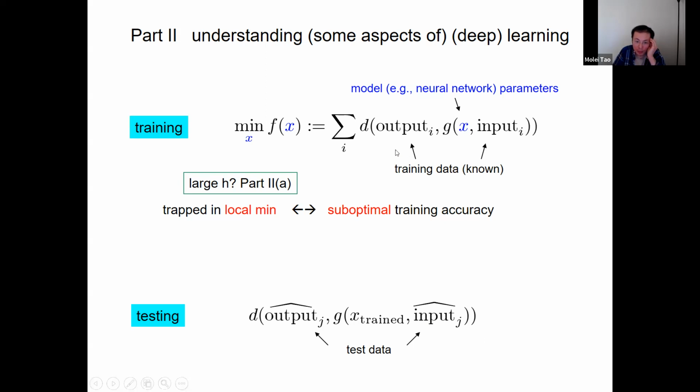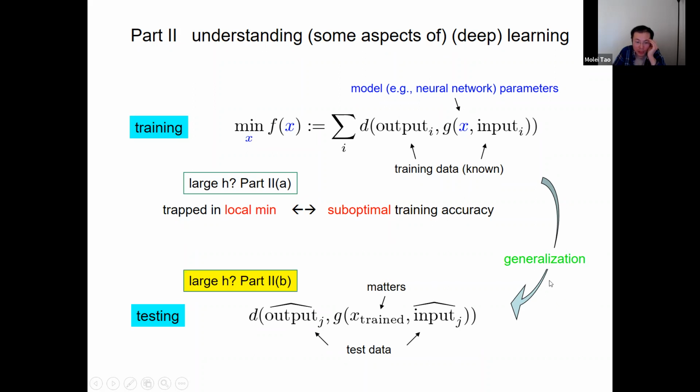For instance, suppose you've already found the global minimizer of this F, but maybe this F actually has multiple global minimizers. And if that's the case, then what you use here as a parameter matters a lot, because different global minimizers can actually give you different test accuracies. So the discrepancy between test accuracy and training accuracy is sometimes called the generalization. And generalization is what matters a lot in deep learning.